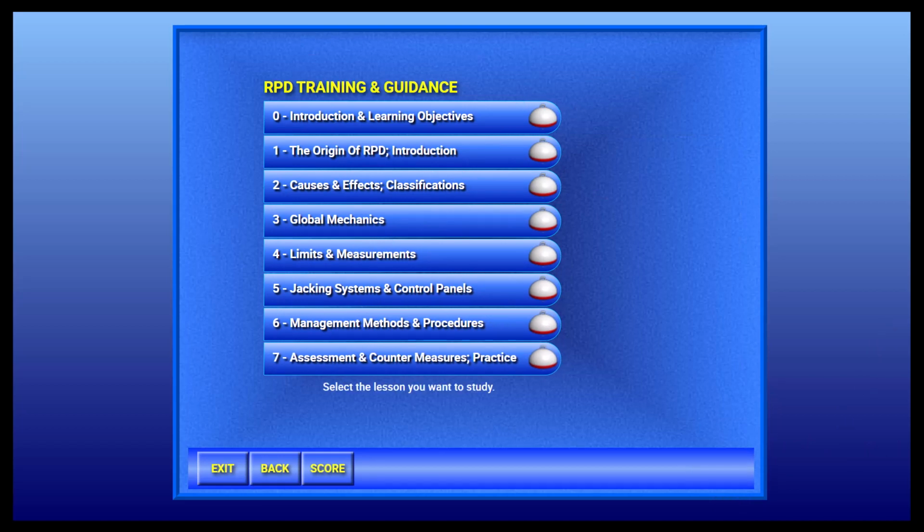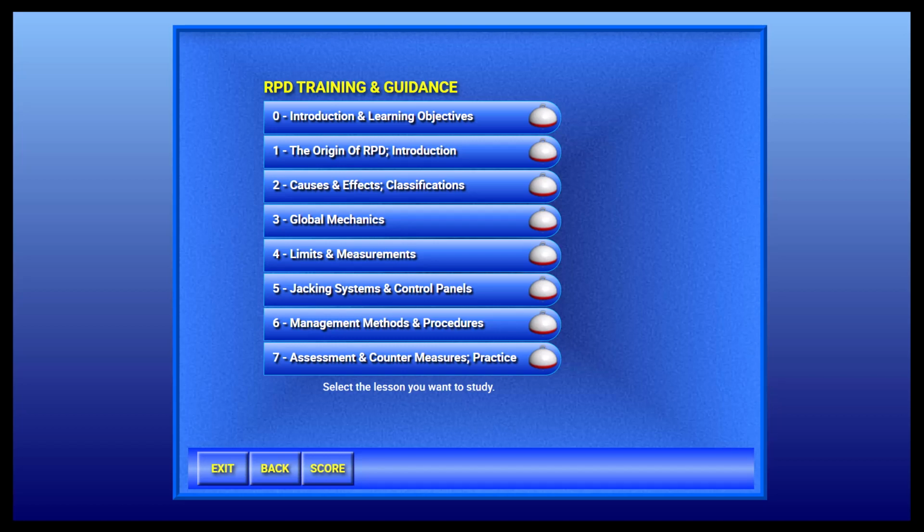Consisting of the shown 7 lessons, the main training objective of the Rack Phase Difference (RPD) training and guidance program is to provide you with the following knowledge and skills. A. Thorough understanding of RPD's significance, its causes, effects, and limits. B. How to obtain and interpret accurate RPD measurements, both manually and by electronic system, and C. How to manage RPD to ensure safe operations and preserve the structural integrity of the legs throughout the various operational modes.